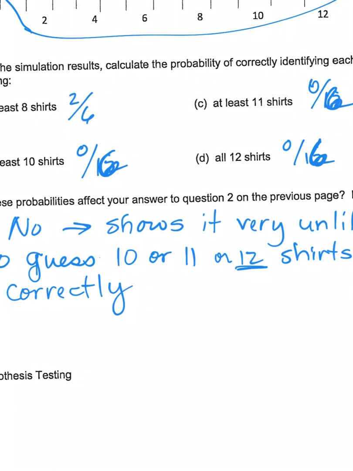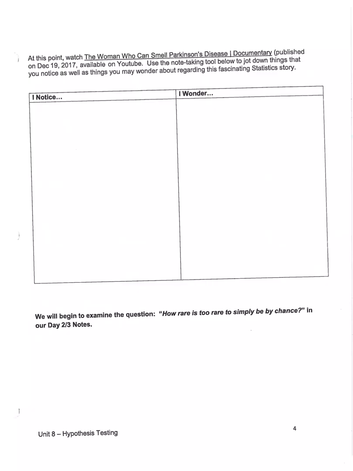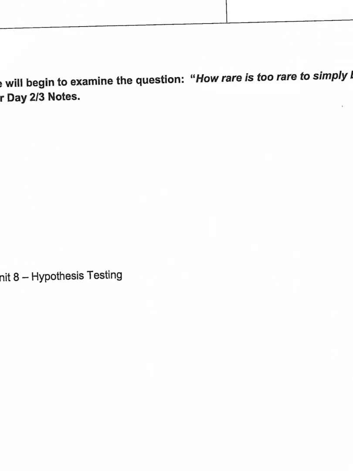We've already done all that. So now, this is what we're talking about. This is the emphasis for the rest of this class. From now until you take the exam, this is our emphasis. How rare is too rare to simply be by chance?